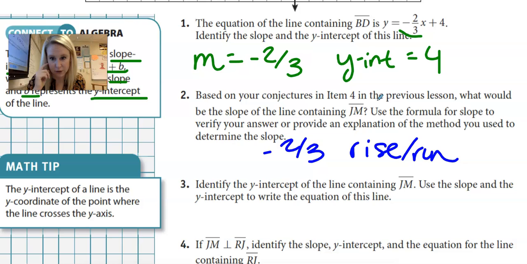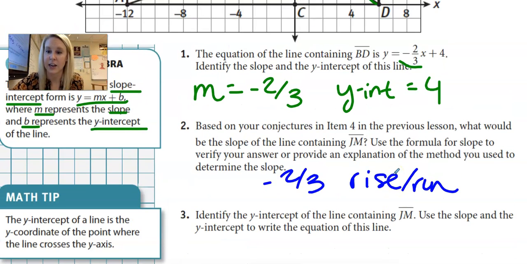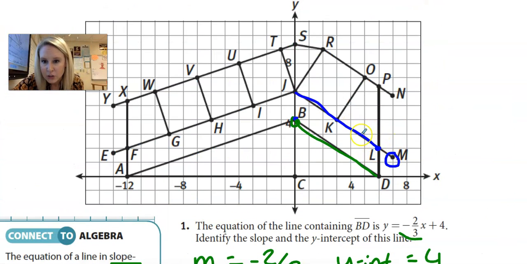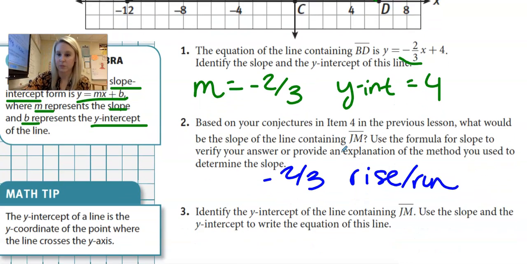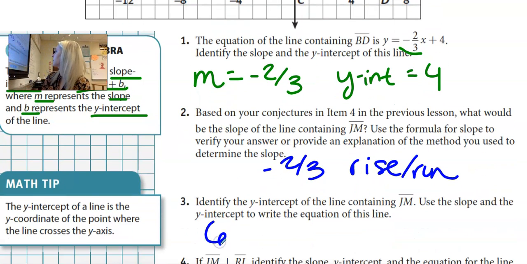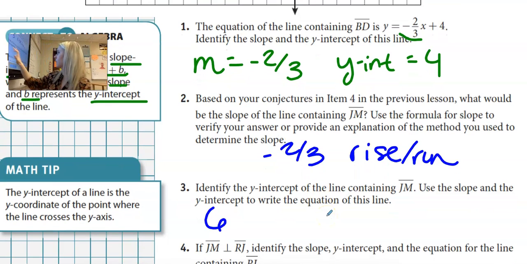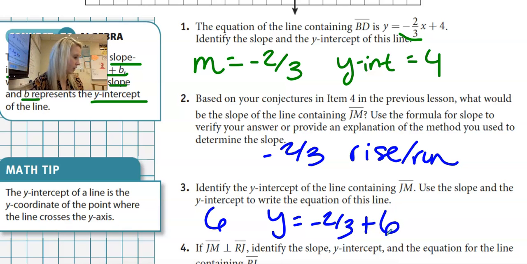All right, identify the y-intercept of the line containing JM. So JM is in blue, crosses the y-axis up here at a 4, 5, 6. So my y-intercept is a 6. And use the slope and the y-intercept to write the equation of the line. So I would have y equals negative 2/3 from number 2 plus 6 for my y-intercept.